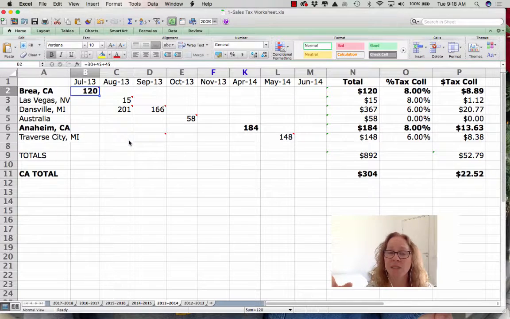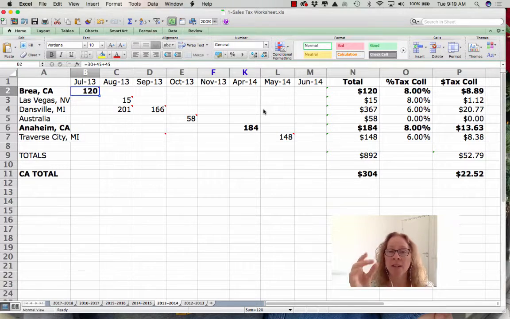The whole point of this spreadsheet is so that you can have a very big picture view that's quick and easy, where you can say: these are the cities that I sold the product in, cities, states, countries, whatever. This is the total that I sold in each one. This is how much the sales tax is in each one of those, and this is how much of the tax that I collected and now owe to the government. So from July through June, I wrote down every single time that I sold physical products and where I was.